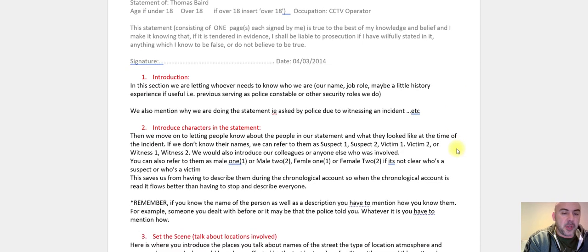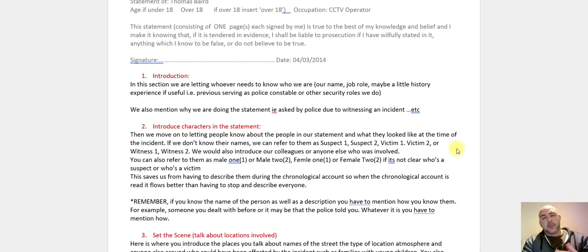Then we move on to the main characters. In this section, you're introducing the characters that you'll be mentioning in the statement, mainly who you'll be mentioning in the chronological account, because it's the chronological account which gives you the full breakdown of what actually happened. The reason why we introduce the characters beforehand is because it saves us from describing them in the chronological account.